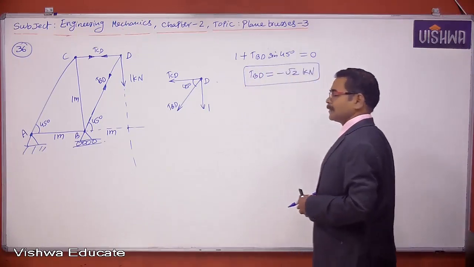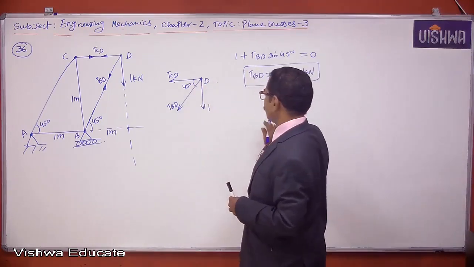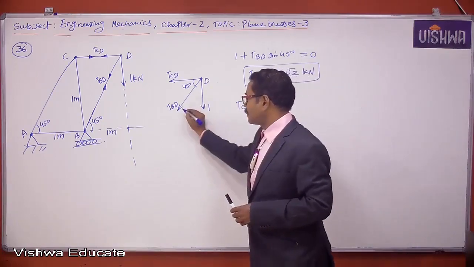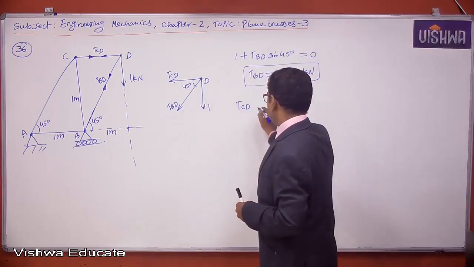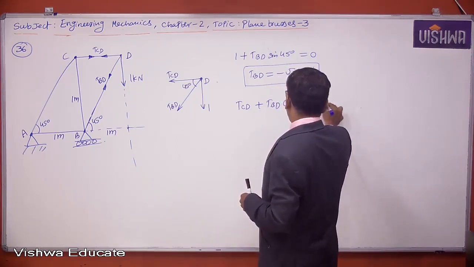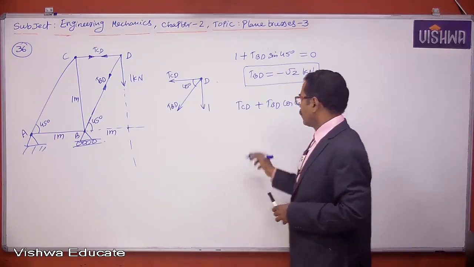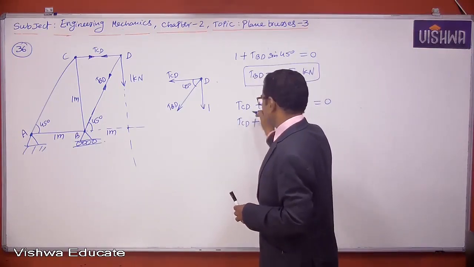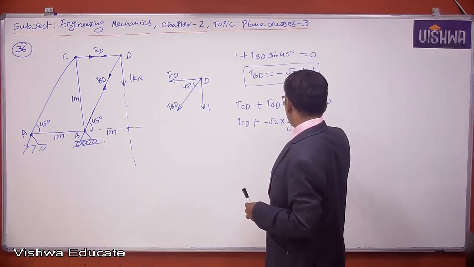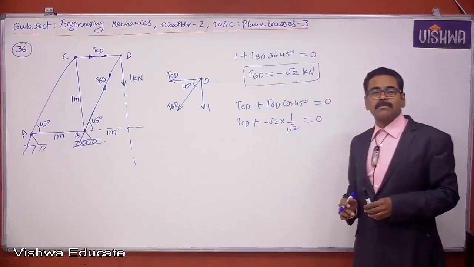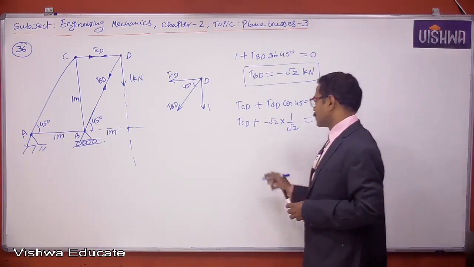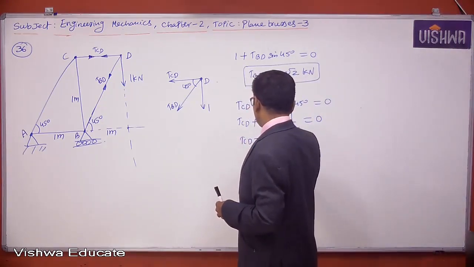Now I want to find TCD. Sum of leftward components equals sum of rightward components. In the leftward direction, TCD is acting, and this force also has a leftward component, which is TBD cos 45. There is no rightward component. So TCD plus TBD cos 45 is equal to 0. TBD is minus root 2, so minus root 2 into 1 by root 2 is equal to 0. Cos 45 means 1 by root 2, so root 2 will cancel. Here you will get minus 1. On bringing minus 1 to the other side, TCD will be 1 kilonewton.